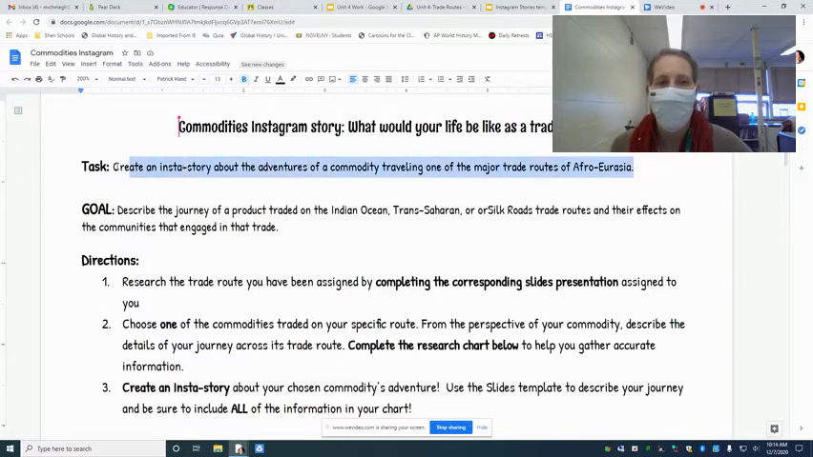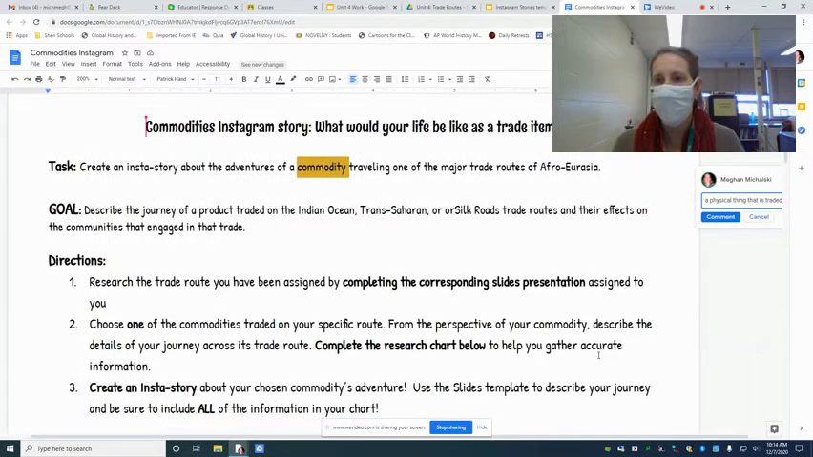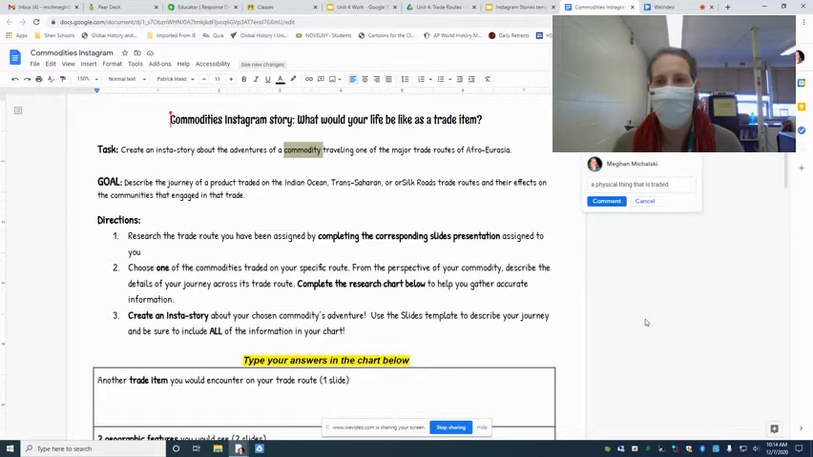Okay, so there are a lot of hard words in that task. So commodity means anything that is traded, okay? So a physical thing that is traded. You can see the definition here. So it has to be something that I can actually hold in my hand or touch. Okay, so like religion is not a commodity. Silk is a commodity. Fruit is a commodity.